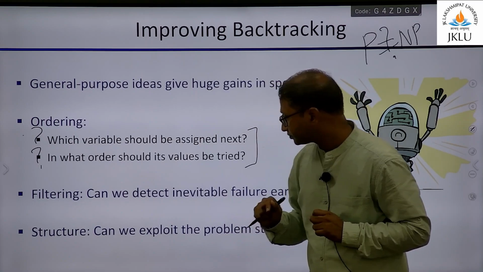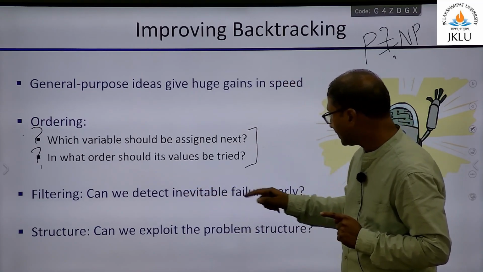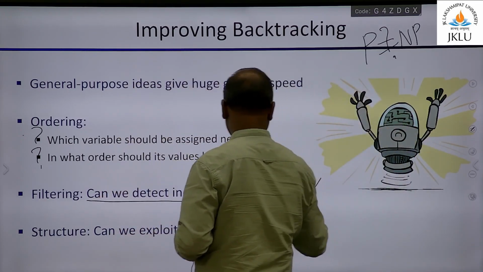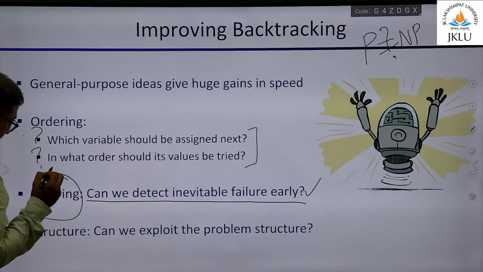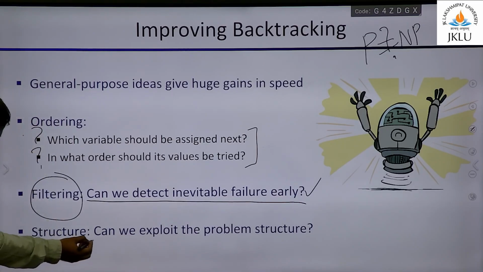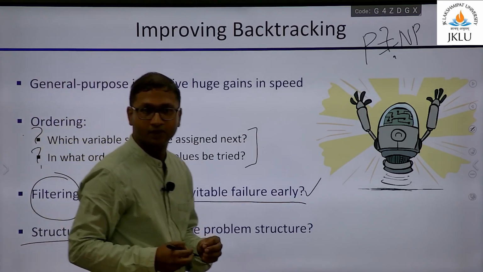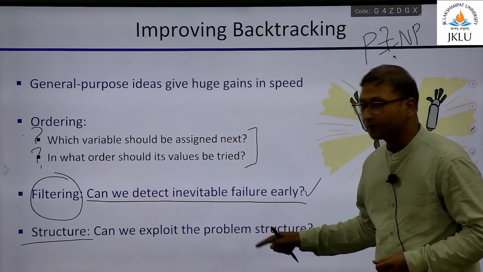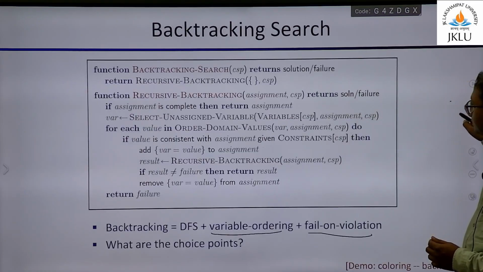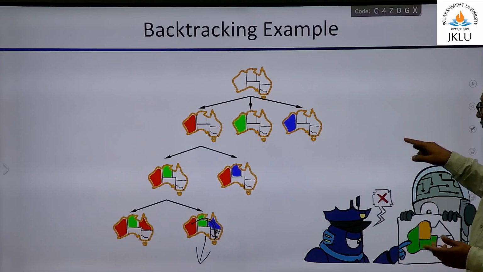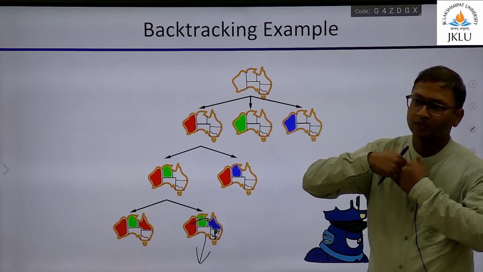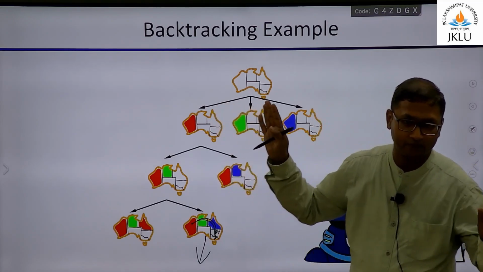Filtering. Can we detect inevitable failure early? This question is what we are calling filtering. Can we exploit the problem structure? That one is easy. Can you help me exploit the problem structure for this case, this running example? What is the problem structure in this? Tasmania is not creating any problems for me.